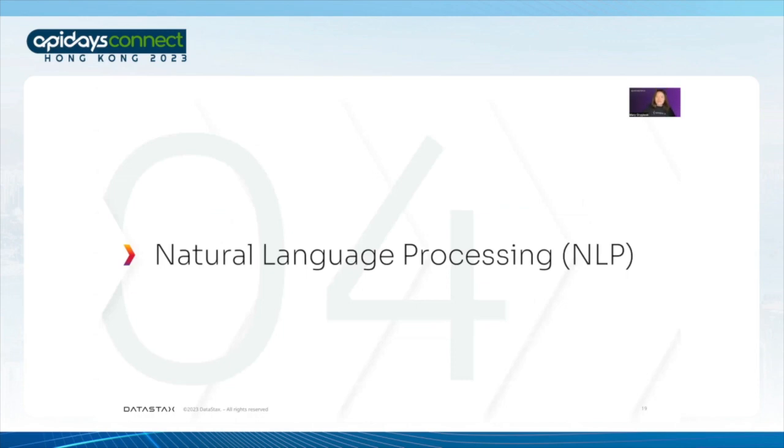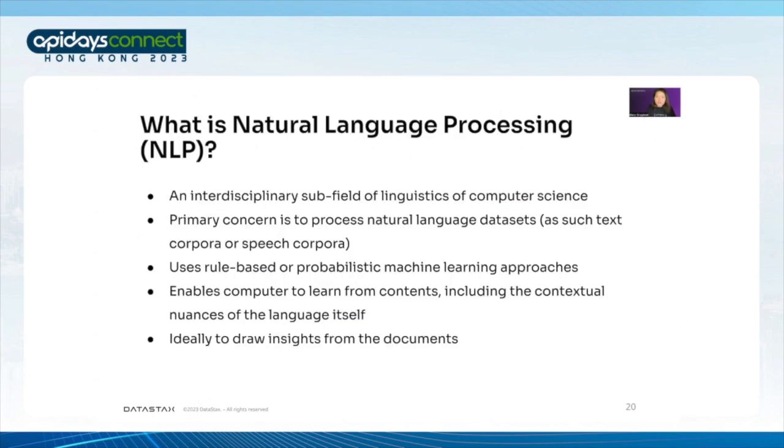What enables us to interpret human languages for machines is basically the study of natural language processing, NLP. What is NLP? It's an interdisciplinary subfield of linguistics and computer science. So basically, it's both, linguistics and computer science. Its primary concern is to process natural language data sets, such as text or speech corpora. This means huge, massive sets of data that it processes. And these are unstructured data too, just want to point out.